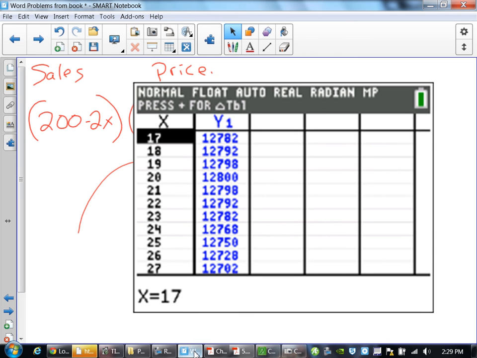So what I want to do is change my window around so I can actually calculate at what value the maximum really occurred. Did it really occur at 20, or did it occur somewhere else?